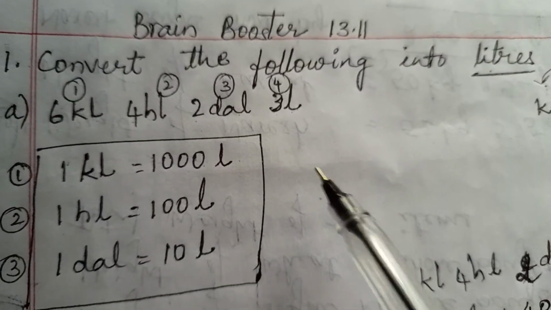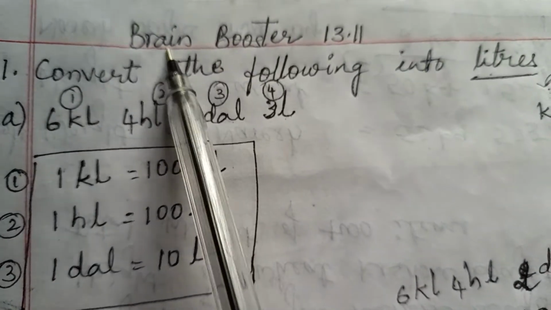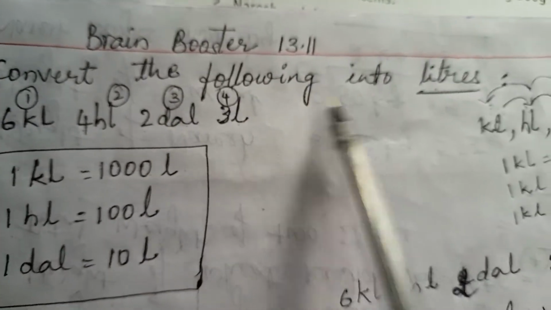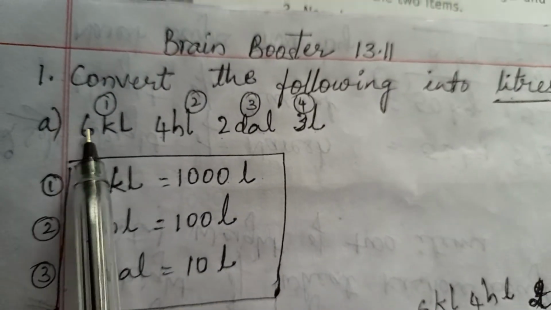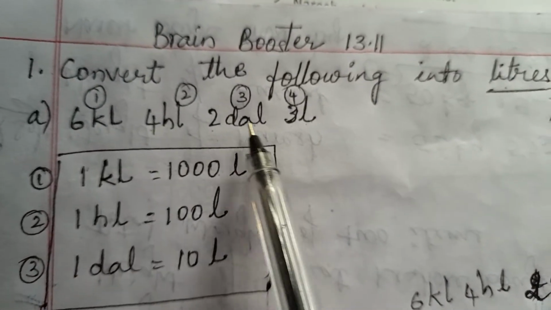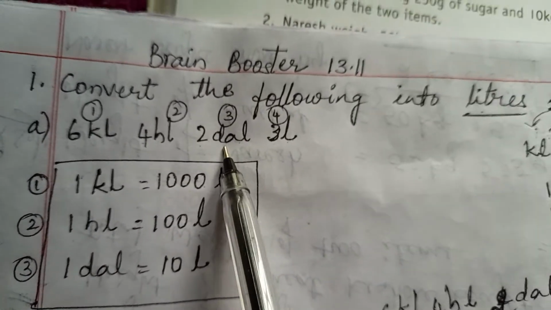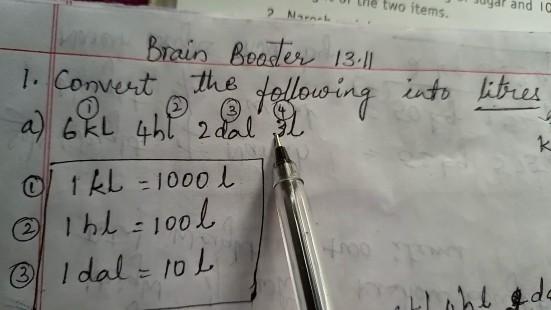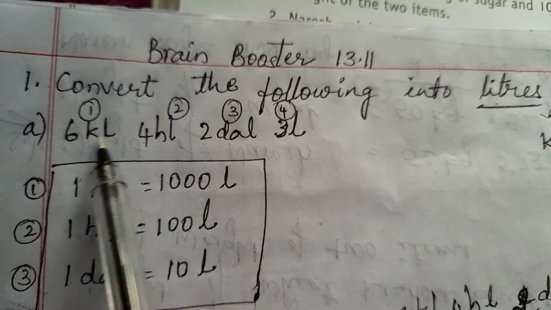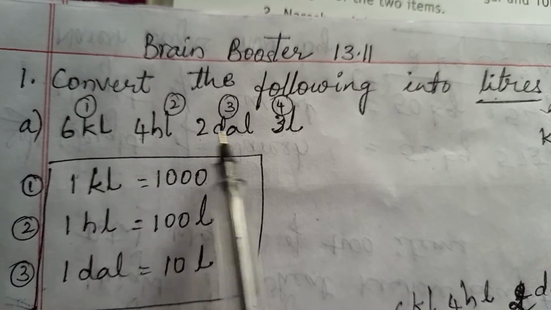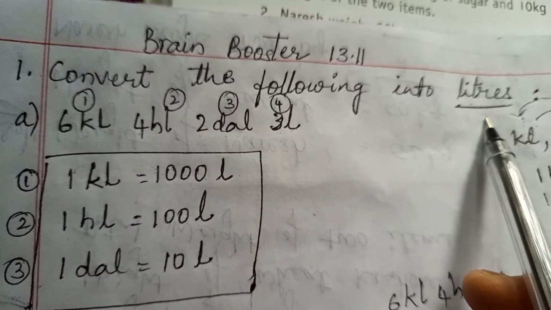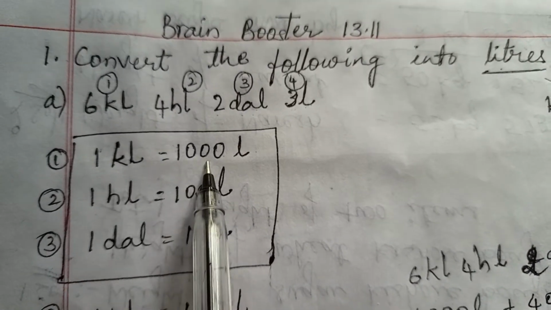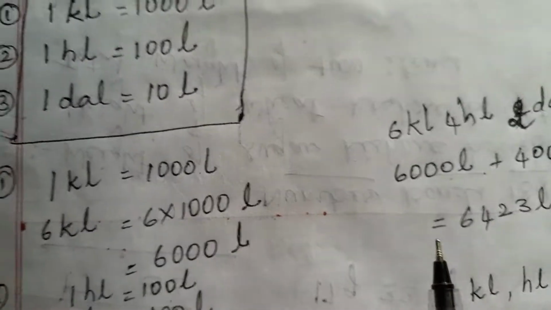Now children, we are going to see the exercise, Brain Booster 13.11. First one is convert the following into liters. So we have kiloliter, hectoliter, decaliter and liters. 3 liters is already in liters. We have to change KL, HL and DAL into liters. So we will see the relationship between kiloliter and liter.